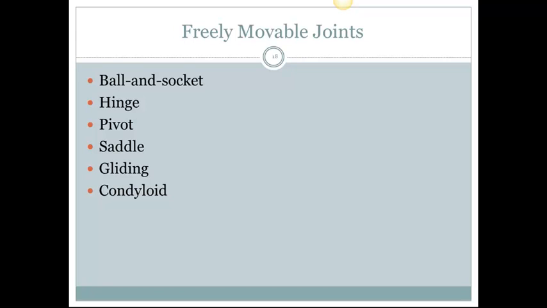And the condyloid joint, an example of this would be the ankle and wrist, and this allows us to move our hand and fingers in various positions.